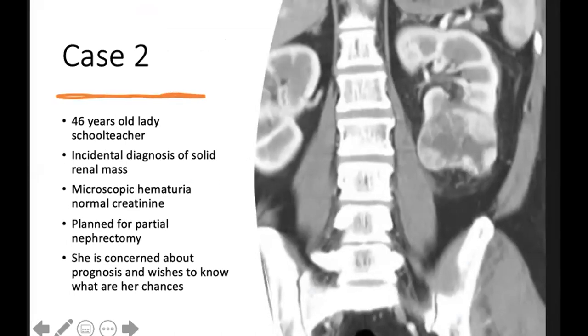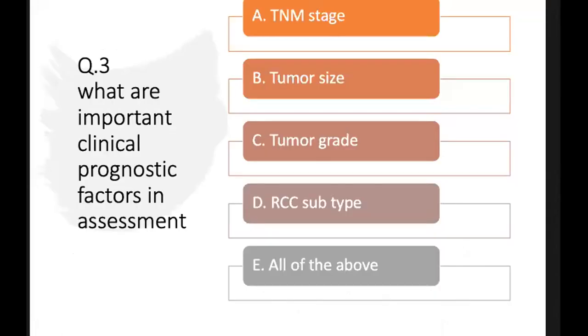We move on to the second case. This is a 46-year-old lady, a school teacher. She had an incidentally diagnosed solid renal mass, as you can see very clearly on the left lower pole. She had microscopic hematuria, and creatinine is normal. She is planned for partial nephrectomy. However, she's concerned about the overall prognosis, and she is asking what her chances of complete tumor clearance are after this procedure. So we need to give some objective answers to her.